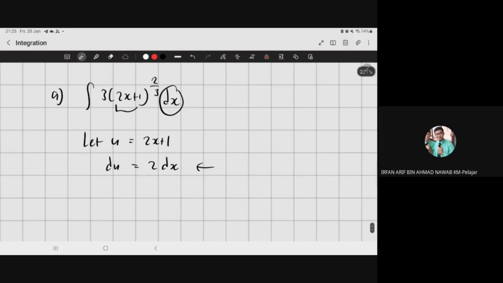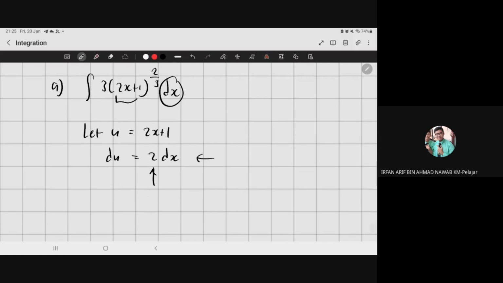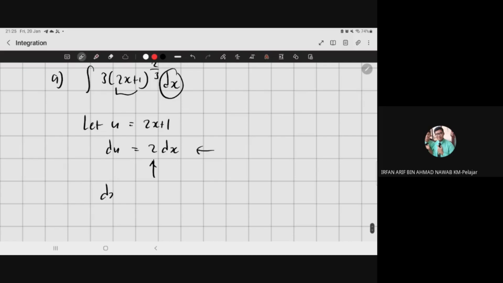But here we don't have the value of 2, right? We only have the value of 3, so we can't just directly substitute it. We have to express dx in terms of du. So simply we would solve it like this, and then as you can see, dx, right?